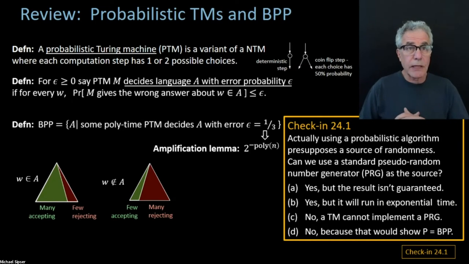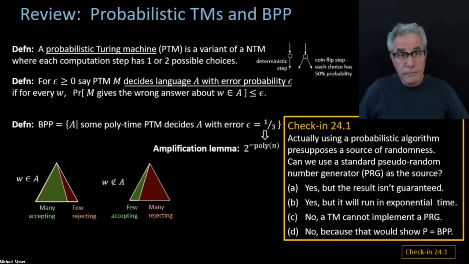So what do you think about doing that? Could we use a pseudo-random generator as the source of randomness for our randomized algorithm? Yes or no, or what do you think? So let's launch a poll on that and see what your opinion is about using pseudo-random number generators instead of true randomness for our algorithms. I'll give you a minute to weigh in on that.